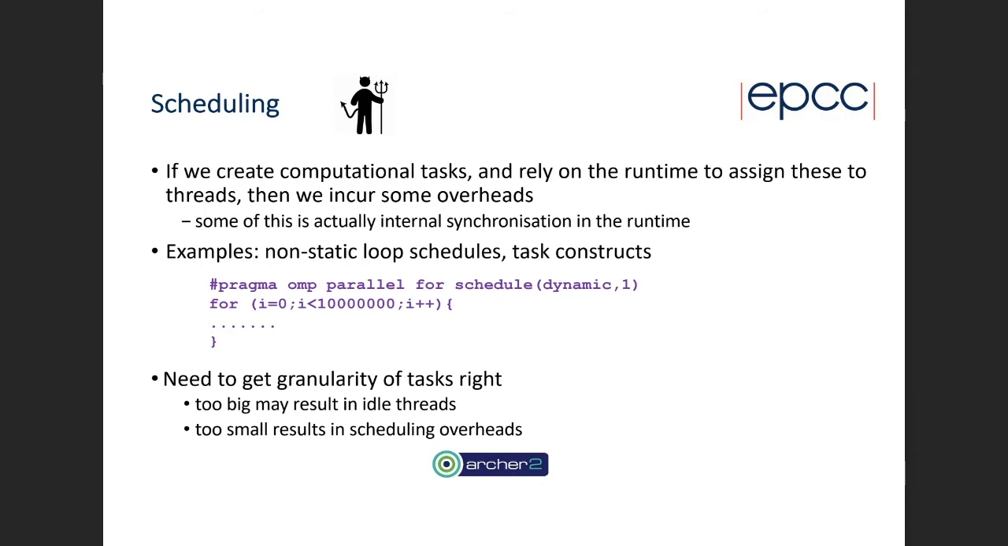So examples where this can be a problem is for non-static loop schedules and for tasks. If I have a piece of code that looks like this, so I have a loop with a very high iteration count, and maybe the loop body doesn't really do very much. Each individual iteration is pretty cheap. Then if I have a loop schedule which is dynamic and a chunk size of 1, so that means that every single loop iteration is shared out to threads on a first come first served basis, then that's probably not going to work out very well because the overhead of doing the scheduling and internally synchronizing between the threads to agree who gets the next loop iteration can be quite high.